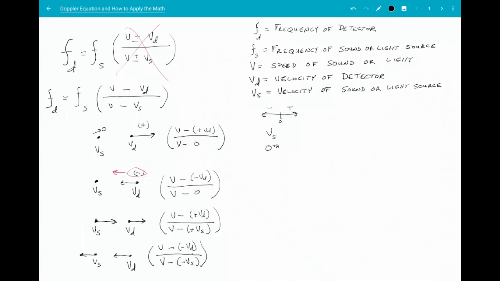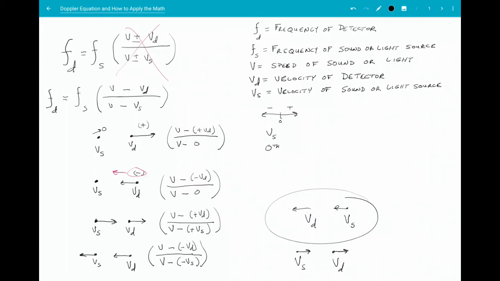Now, somebody might say, what if the question mentions v sub d moving this way and v sub s moving that way? Then just rearrange this so that v sub s is first. In other words, rearrange it so that v sub s is on the left and v sub d is on the right, and you can set up your equation. So I would make my v source, be it light or sound, come first.